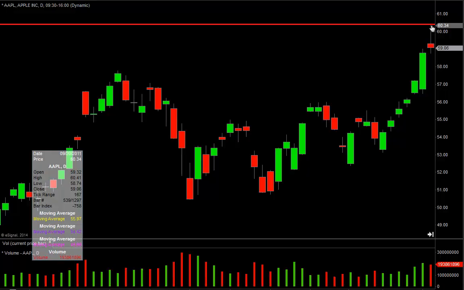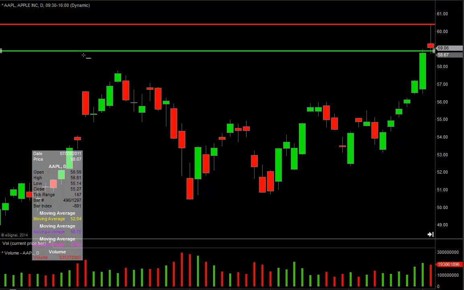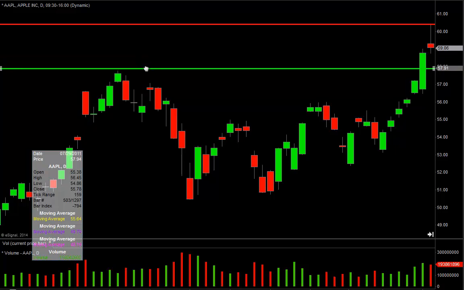But let's talk about some areas of support. This one may seem a little bit different, but what we have to really look at is where were some previous areas of resistance that this move here converted into supports. That's how I always look at it. And the first one that sticks out to me is going to be right down here in this area.